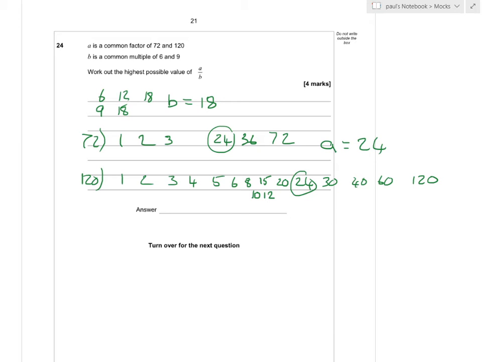So I reckon that we've got an answer that should be 24 divided by 18, which is 24 divided by 18. 4 over 3. Yeah. 4 over 3. Or 1 1/3.